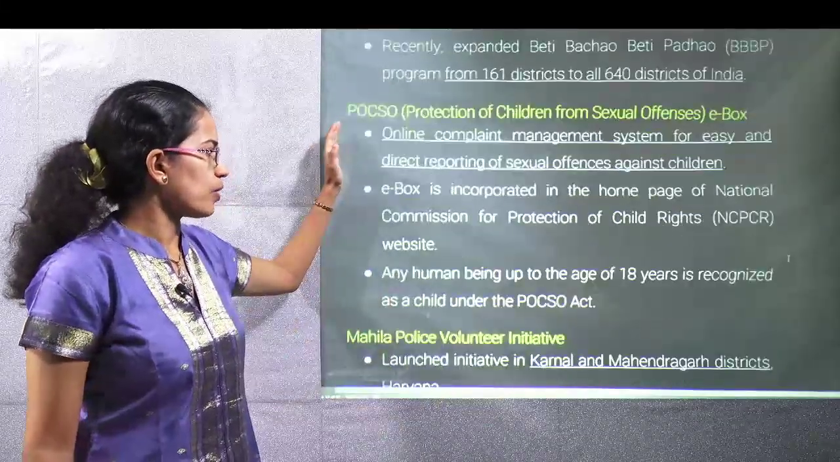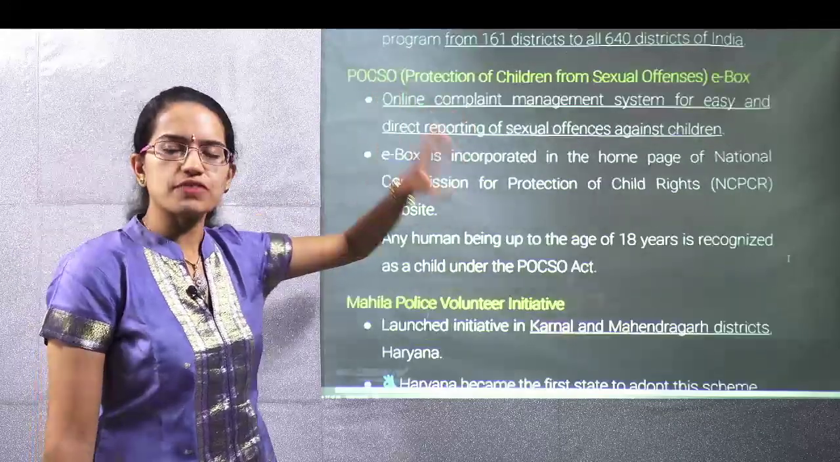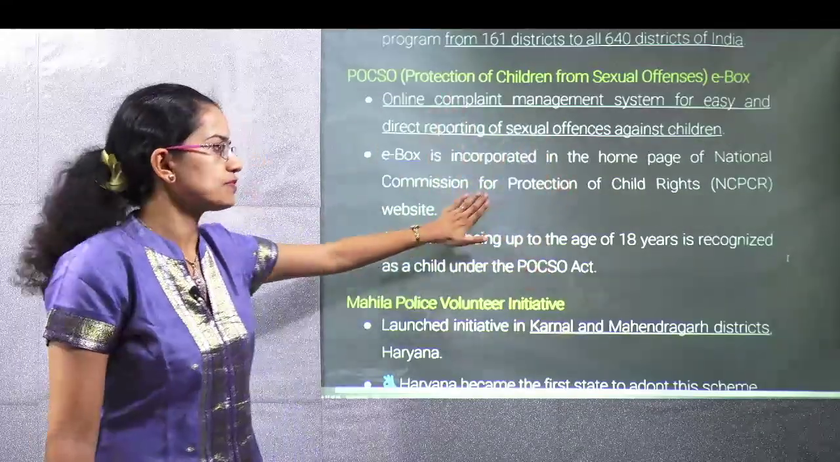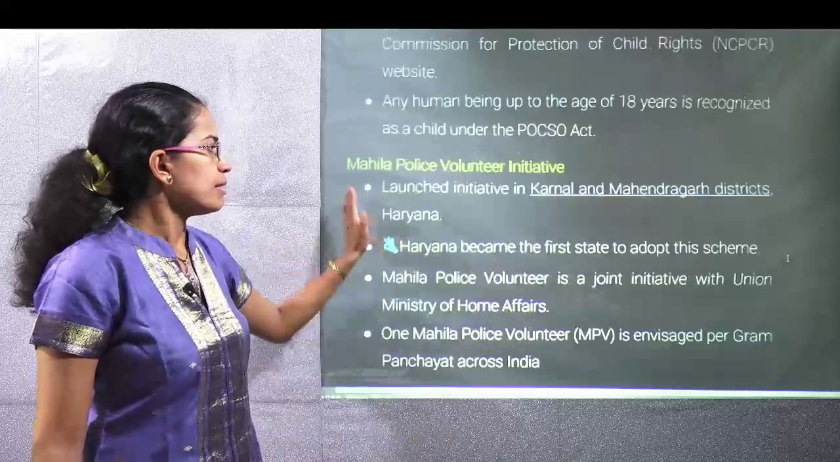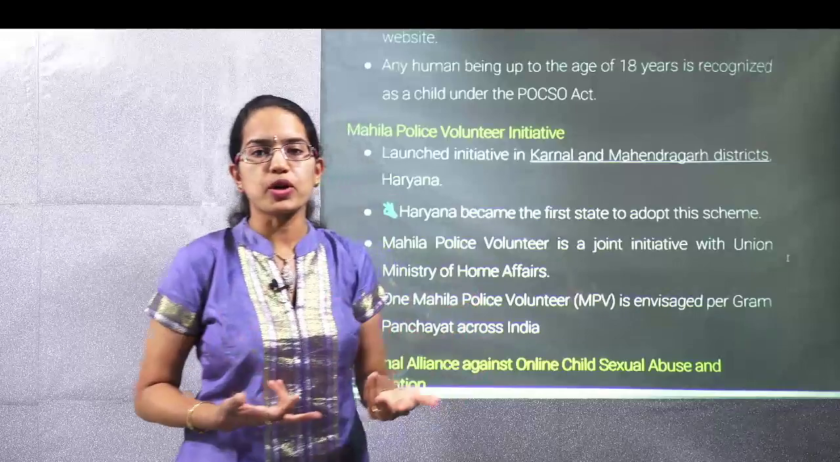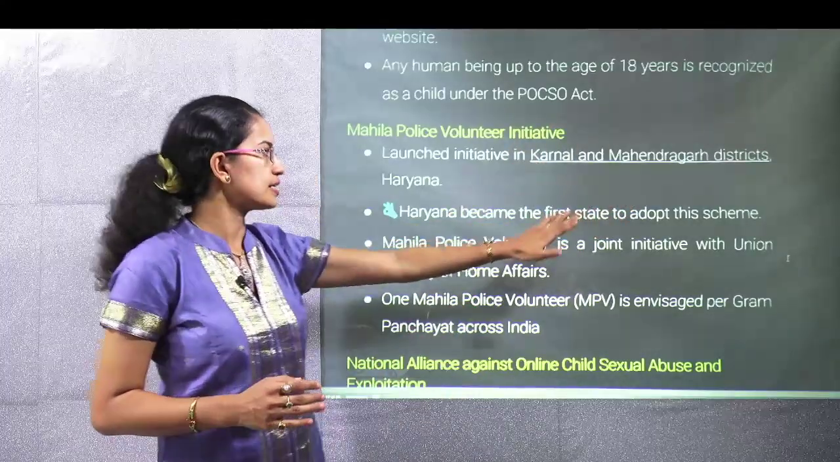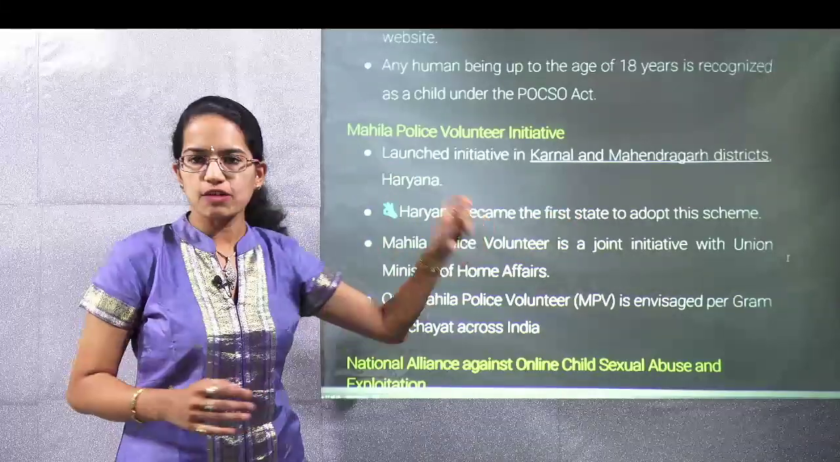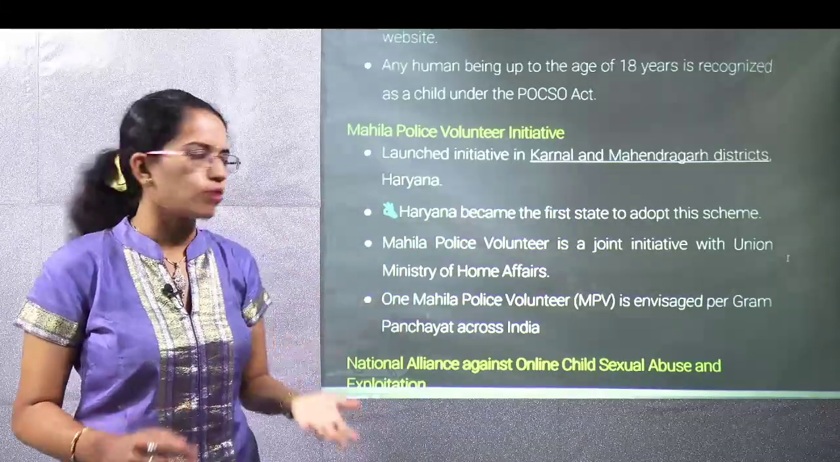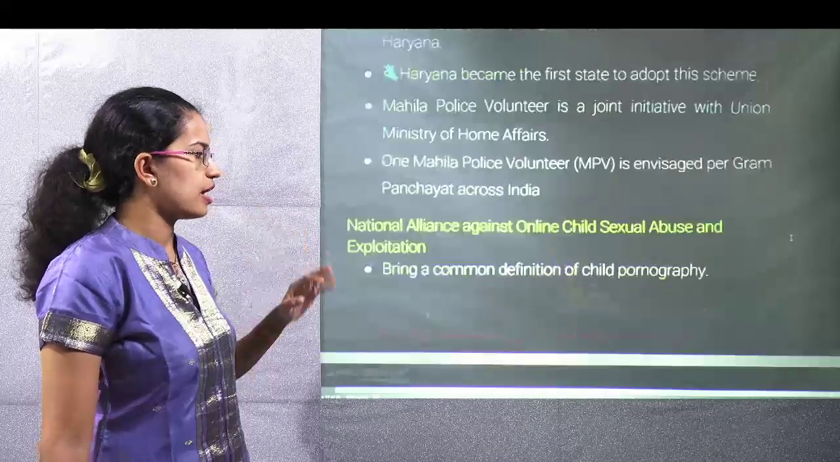POSCO is again important. So e-box has been incorporated in the home page of again the same website, the National Commission for the Protection of Child Rights. Mahila Police Volunteer Initiative started in which two districts is a kind of important question. So it started in Karnal and Mahendragarh districts in Haryana, and Haryana was the first state to adopt this scheme. So you would have one Mahila Police Volunteer in each Gram Panchayat.